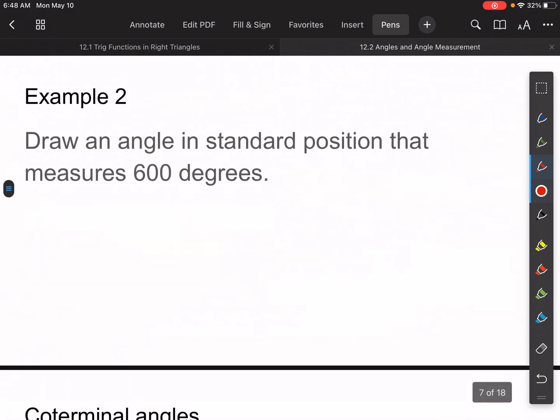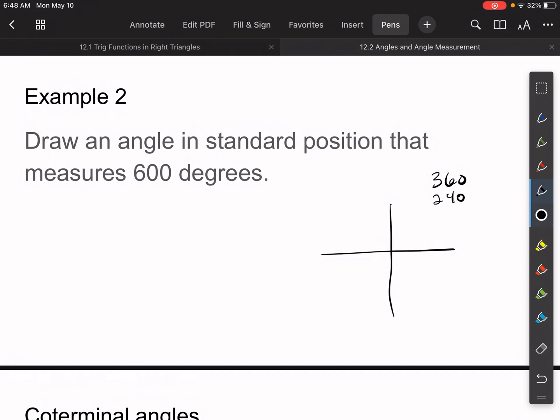Okay, so here, for example 2, it says draw an angle in standard position that measures 600 degrees. All right, well, 600 degrees is, we got 360 all the way around, right? So we got to go all the way around, and we're not going to come all the way back. Okay, so on top of 360, we have to go another 240 degrees to get our 600. So to show that, we're going to start here, go all the way around, and then we have to go another 240 degrees.